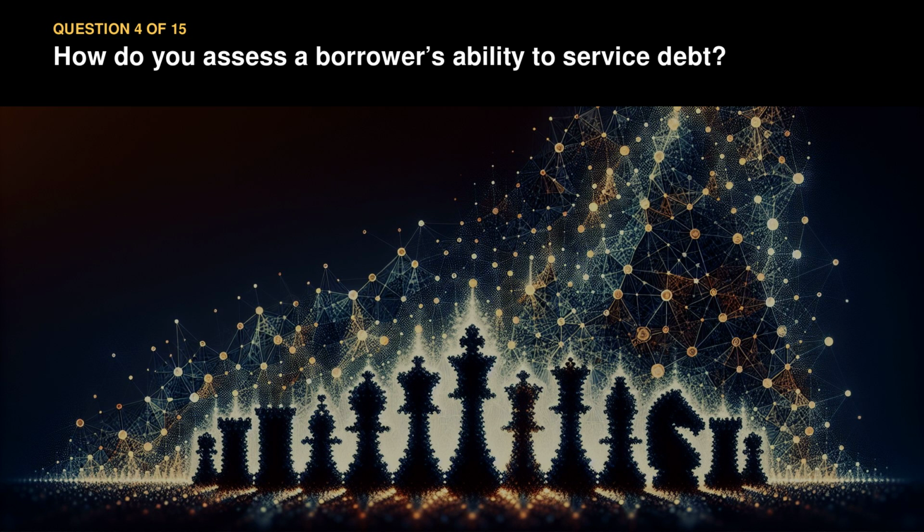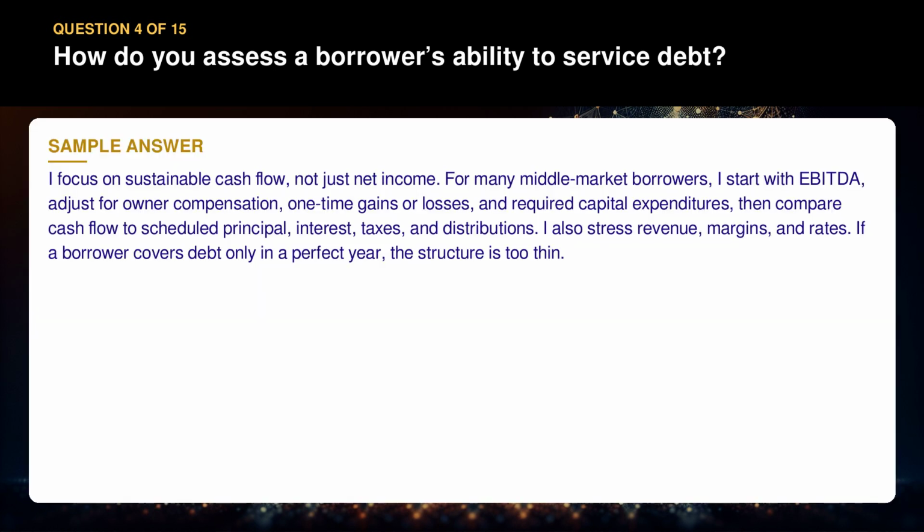Question 4. How do you assess a borrower's ability to service debt? I focus on sustainable cash flow, not just net income. For many middle-market borrowers, I start with EBITDA, adjust for owner compensation, one-time gains or losses, and required capital expenditures. Then compare cash flow to scheduled principal, interest, taxes, and distributions. I also stress revenue, margins, and rates. If a borrower covers debt only in a perfect year, the structure is too thin.